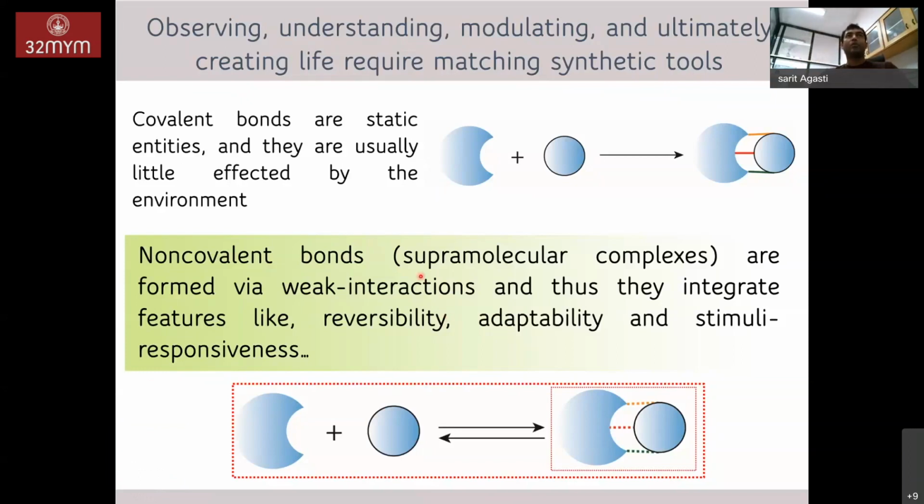However, if you think about non-covalent bonds or supramolecular complexes, they are formed by weak interactions, right? So they can implement features like reversibility, adaptability, and stimuli responsiveness. That's why we are going to focus on these non-covalent bonds, which I call dynamic bonds, to see how they can be used to study biological systems.